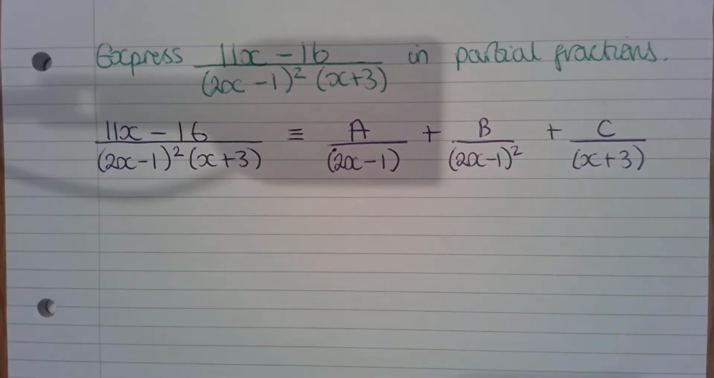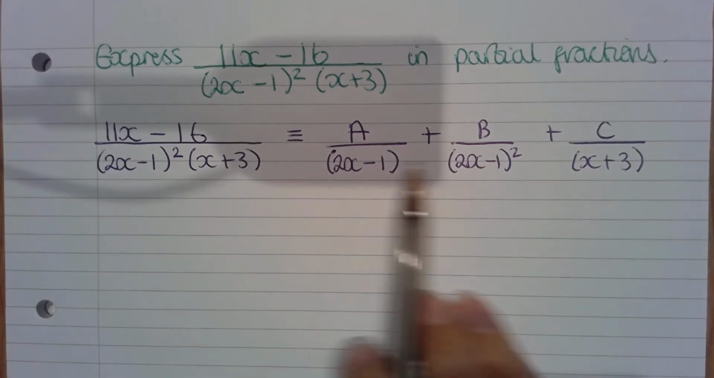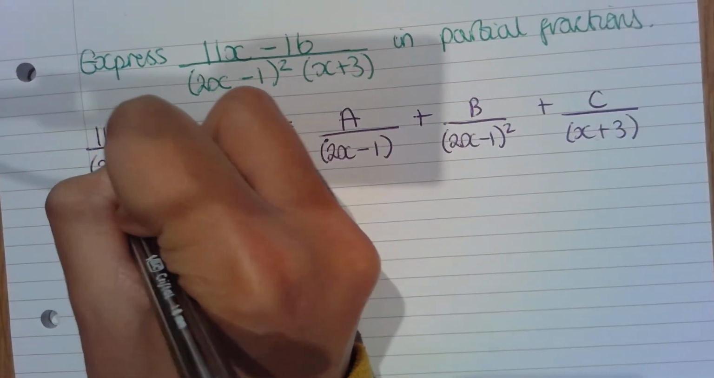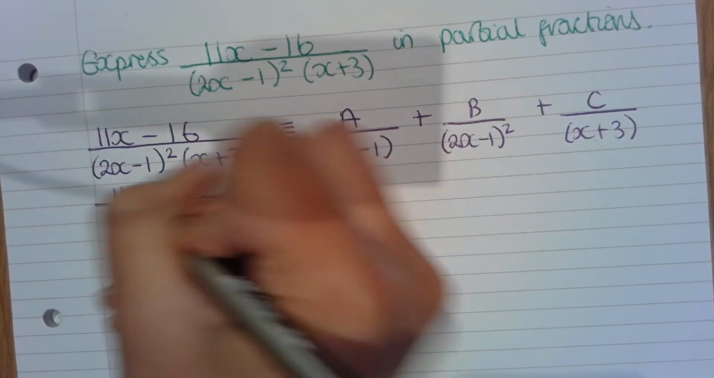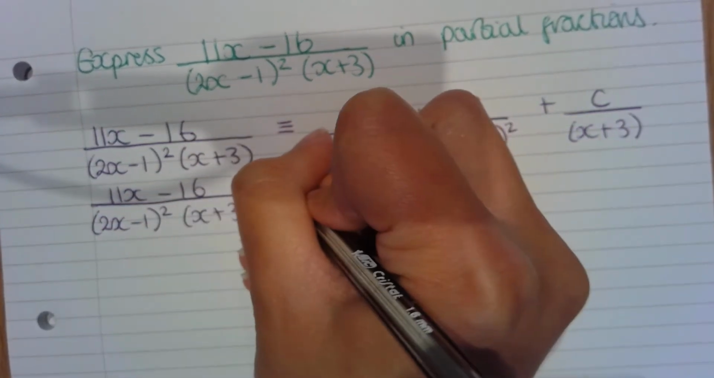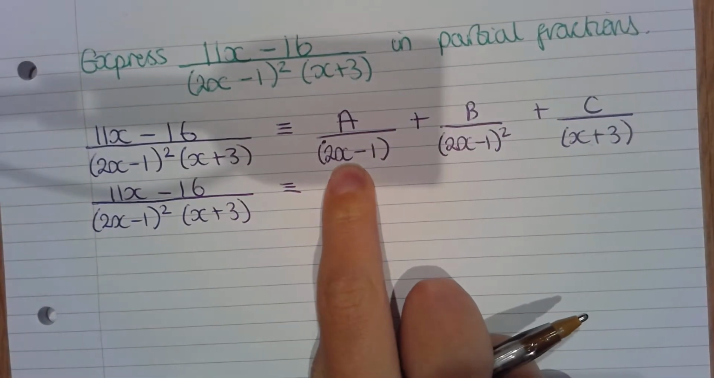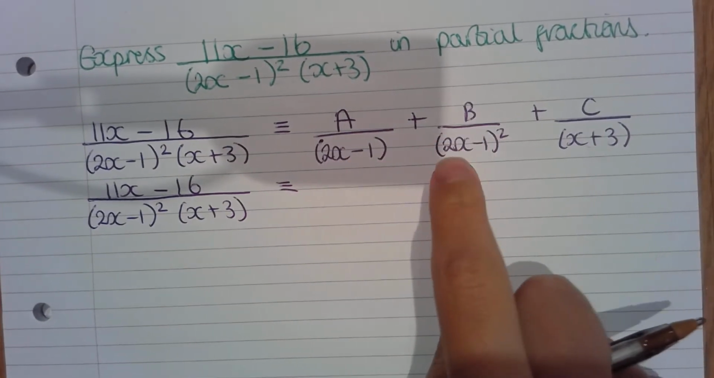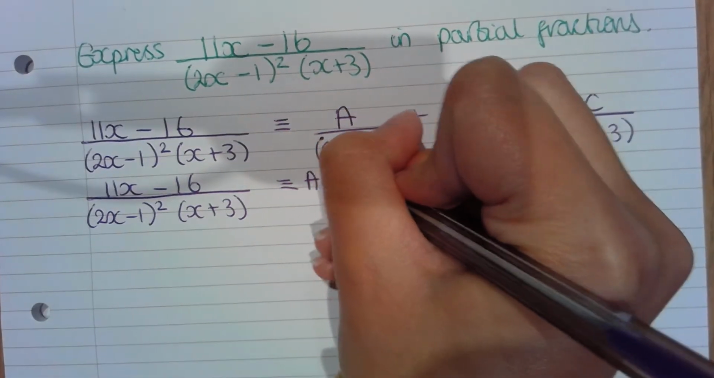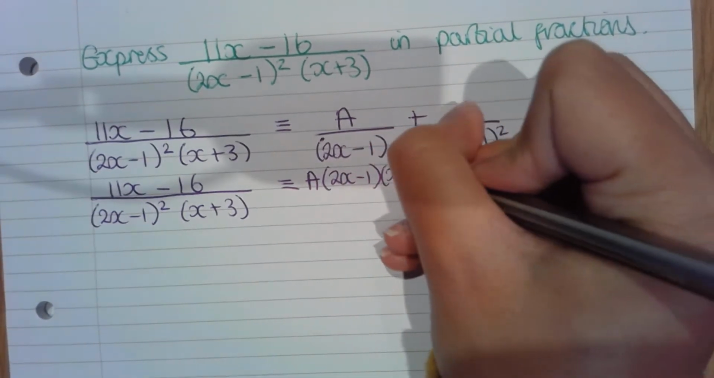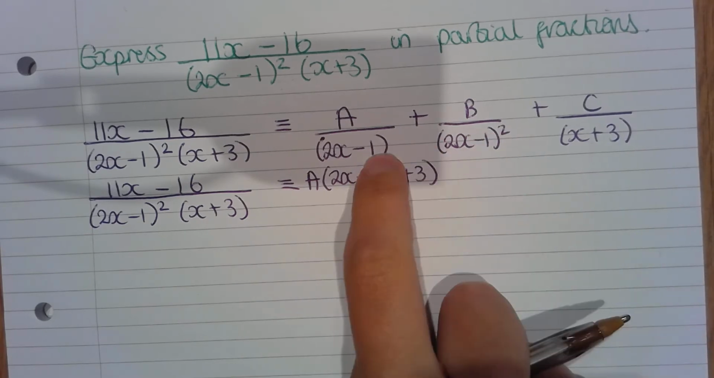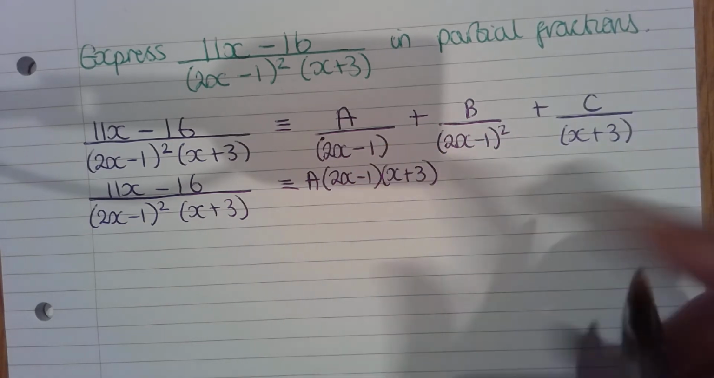So our first step is exactly the same as the other two videos. We make the denominators the same over here. So I'm happy with my first fraction. So I've got 11x take 16 all over 2x take 1 all squared, x plus 3, identity. This fraction we need to multiply by another one lot of 2x take 1 and x plus 3. Okay, because I've already got one lot of 2x take 1, but I need a squared version, so I've got to multiply by another 2x take 1.